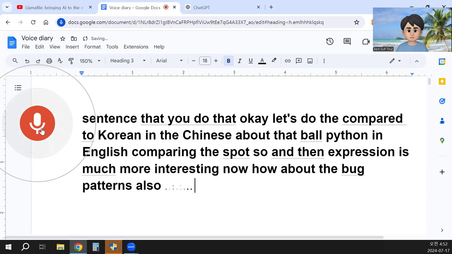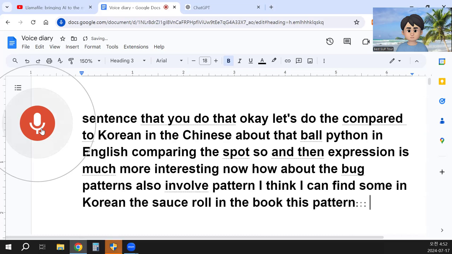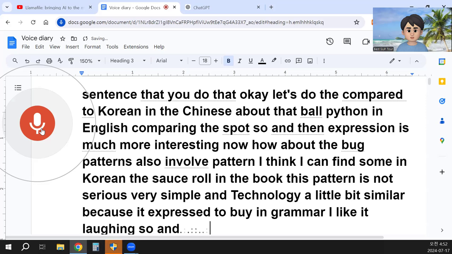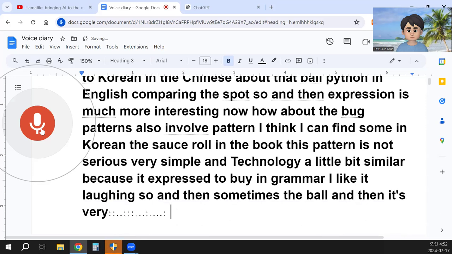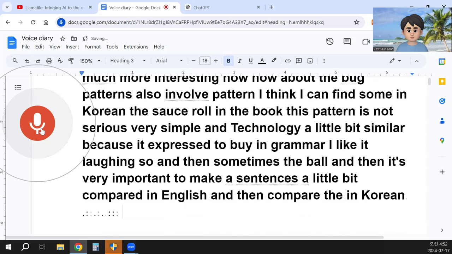Also in verb patterns, I can find some in Korean, sosro, named verb. This pattern is not serious, very simple. In Vietnamese, it's a little bit similar because it is expressed in grammar like Latin. Sometimes the verb is very important. But in Vietnamese, the verb pattern to make sentences is a little bit more complicated compared to Korean.